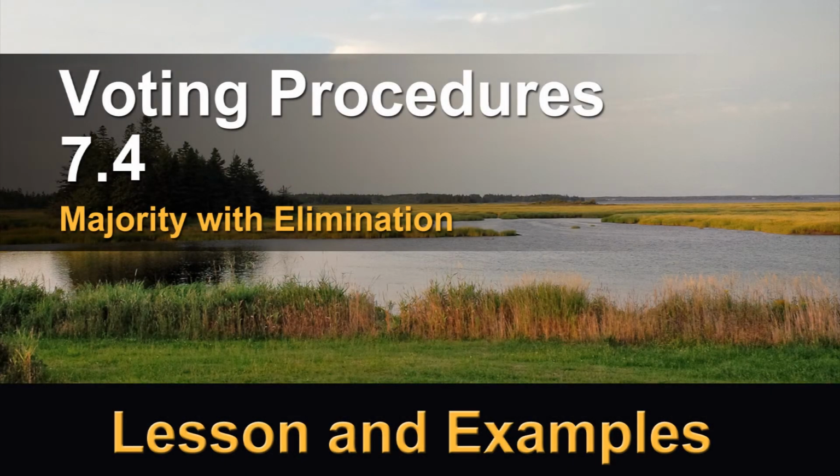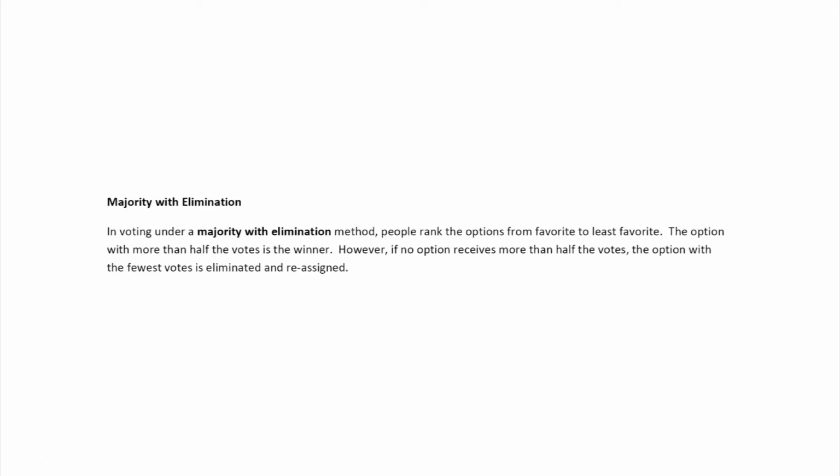Majority with elimination. So the first two methods we've looked at are pretty straightforward. You're either looking to get who gets the most, or you have to have at least half the votes. We don't worry about ranked ballots. If somebody says, I want this person first, but if I can't have that person, I want the next person in my list. There's none of that going on.